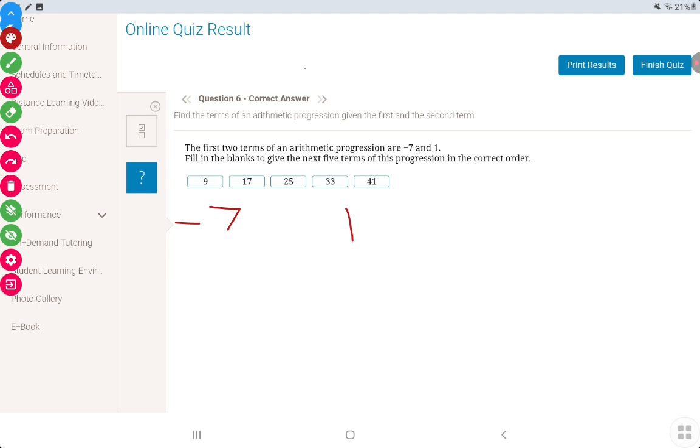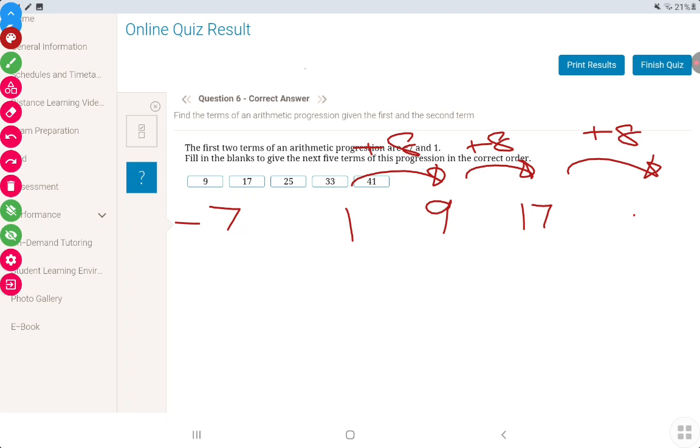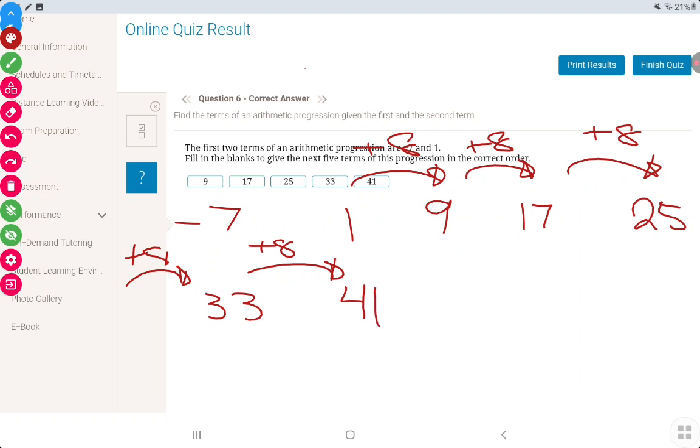So we increase by 8 every time. To go on, we increase by 8. So 1 plus 8 is 9. 9 plus 8 is 17. 17 plus 8 is 25. 25 plus 8 is 33. And then the last number, 33 plus 8 is 41. So that's just how you continue an arithmetic progression.